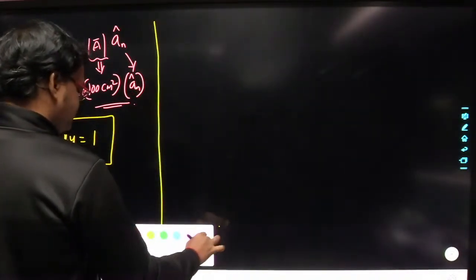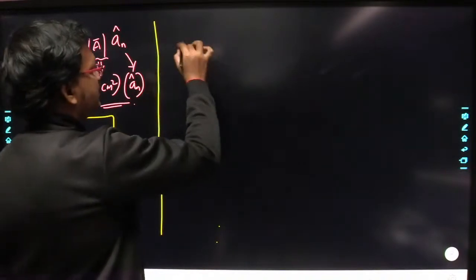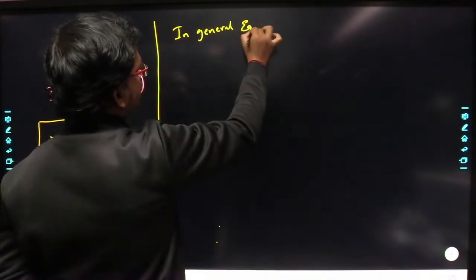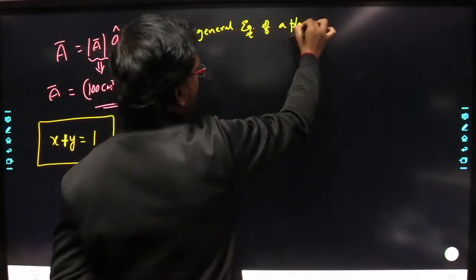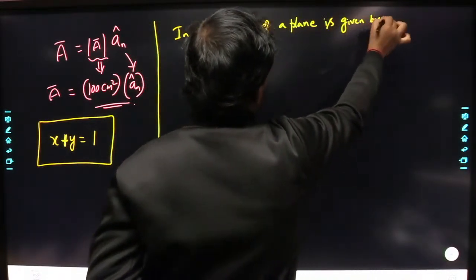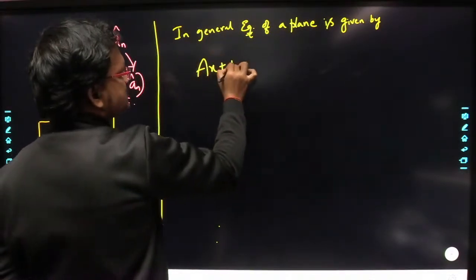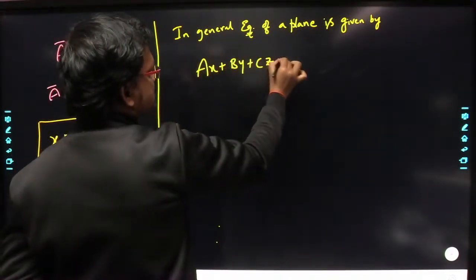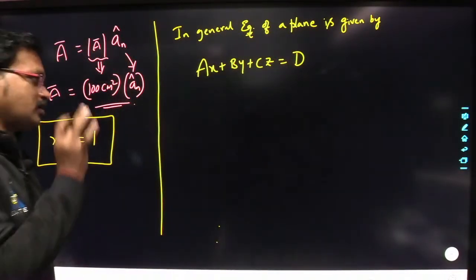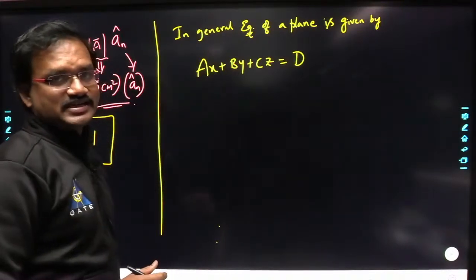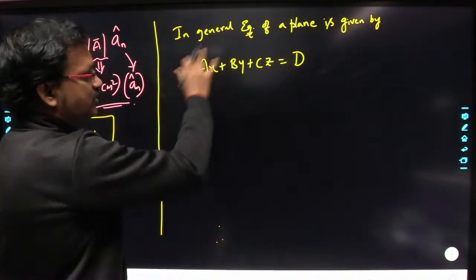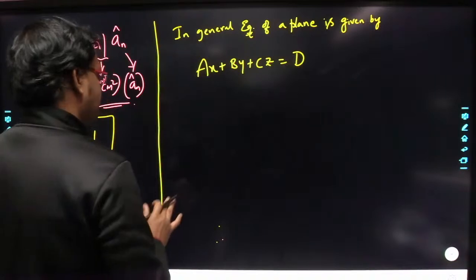See, if you consider in general, the equation of a plane is given by ax plus by plus cz is equal to d. So this is generally the equation of a plane, right? That is given by ax plus by plus cz is equal to d. Now, how do we determine the direction of this plane? Okay, I will tell you a trick here.